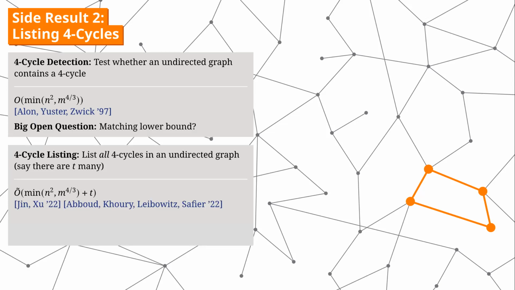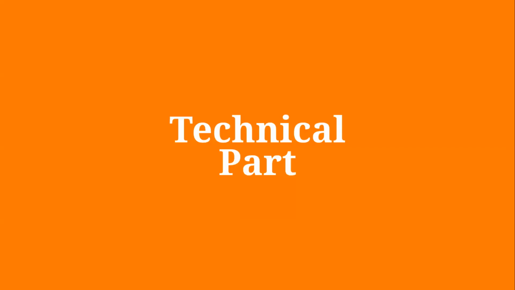And there is a very similar looking upper bound of the form n squared or m to the 4/3 plus t, which is also developed by Jining Xu and also by Amir Abboud, Seri Khuri, Ury Leibowitz, and Ron Safier. And well, one of our side results is also that we prove a conditional lower bound against this listing problem. So this algorithm is asymptotically tight. Okay. That's it for the introduction.